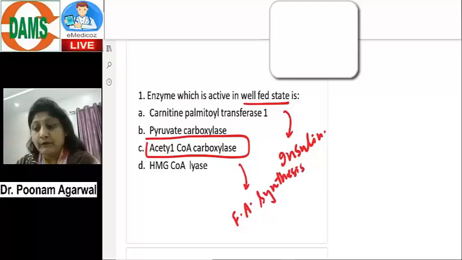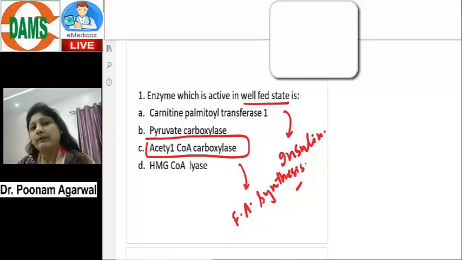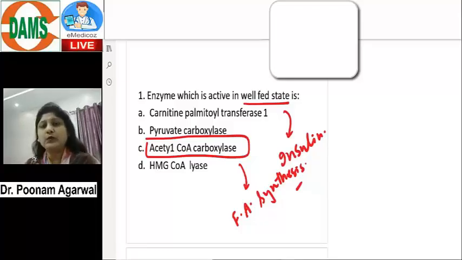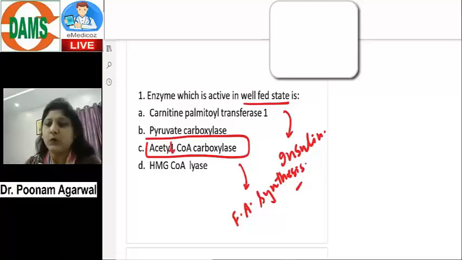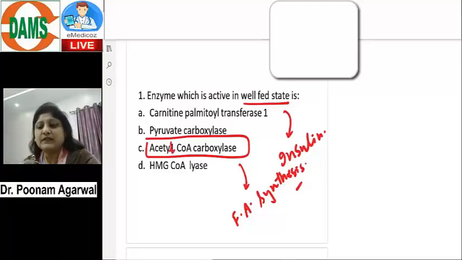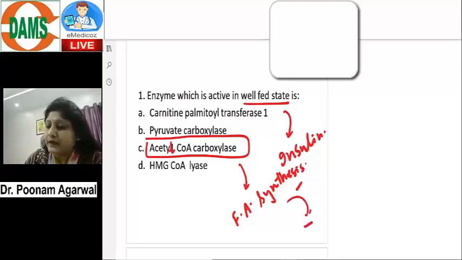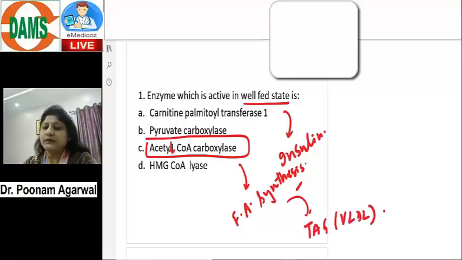And we all know that when we eat food, it's a well-fed state, and at that time the liver will be producing fatty acid from the excess carbohydrate which we consume. So it goes hand in hand. We consume food, we get glucose in the blood, that brings insulin into the blood, and that insulin activates the rate-limiting enzyme acetyl-CoA carboxylase, which then starts producing fatty acid. That fatty acid is packed in the VLDL in the form of triacylglycerol, and this VLDL is secreted from the liver. So this is how the answer will be option C.